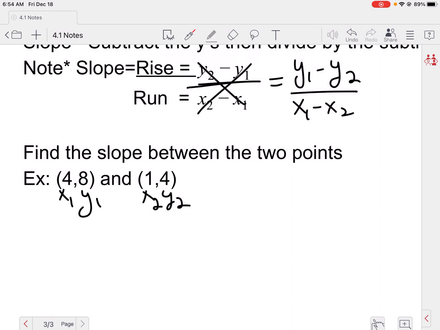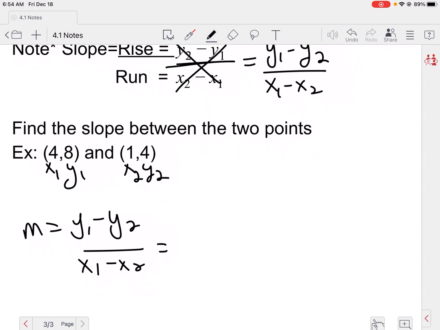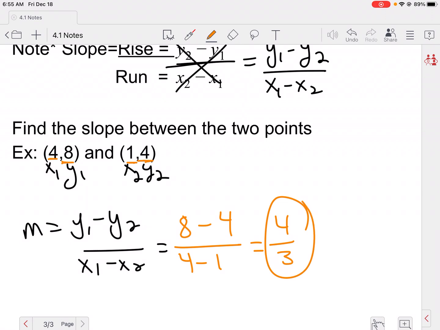So then I have my formula. So I have m equals y1 minus y2 over x1 minus x2. Okay. And then I'm just going to plug in my numbers. Well, y1 is 8 and y2 is 4. So we have 8 minus 4. x1 is 4, so we're going to plug in a 4. And x2 is 1, so minus 1. Well, 8 minus 4 is 4, and 4 minus 1 is 3. So the slope is 4/3. Again, it's totally normal to get a fraction for slope, okay? So don't let that panic you, okay?